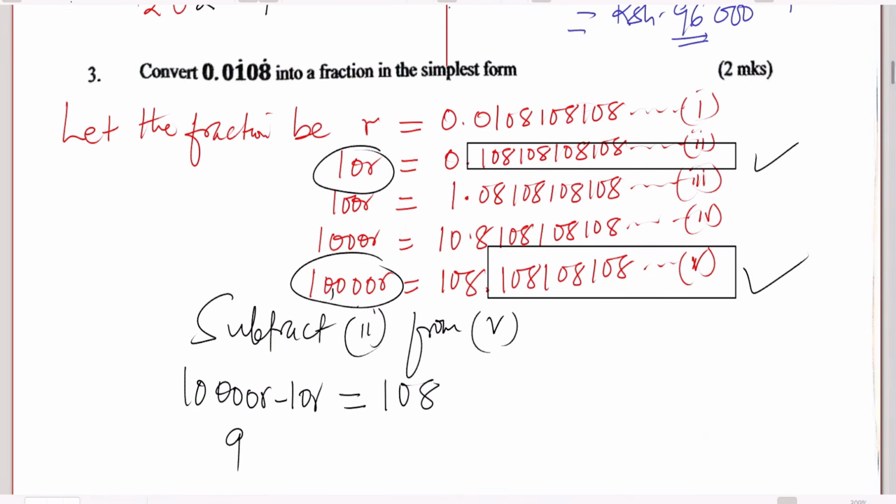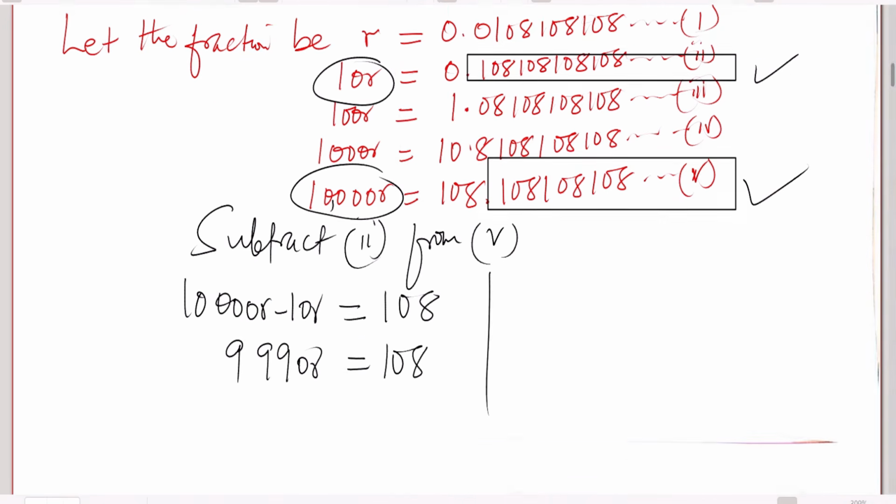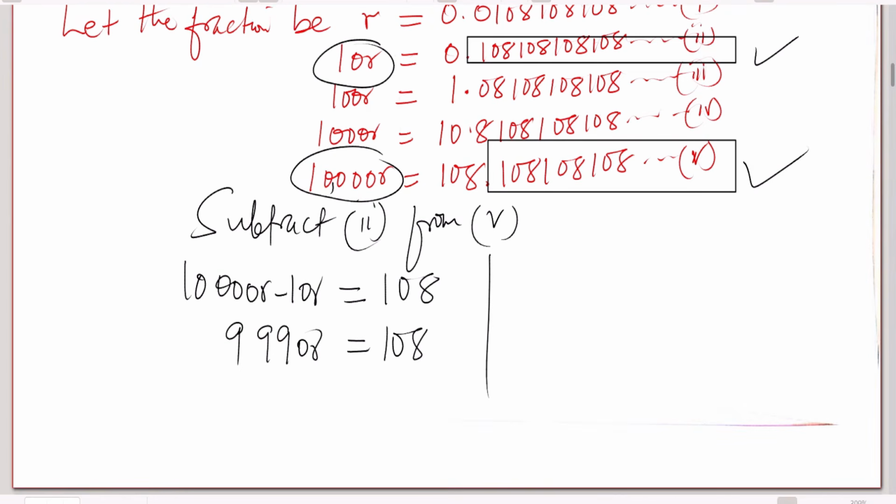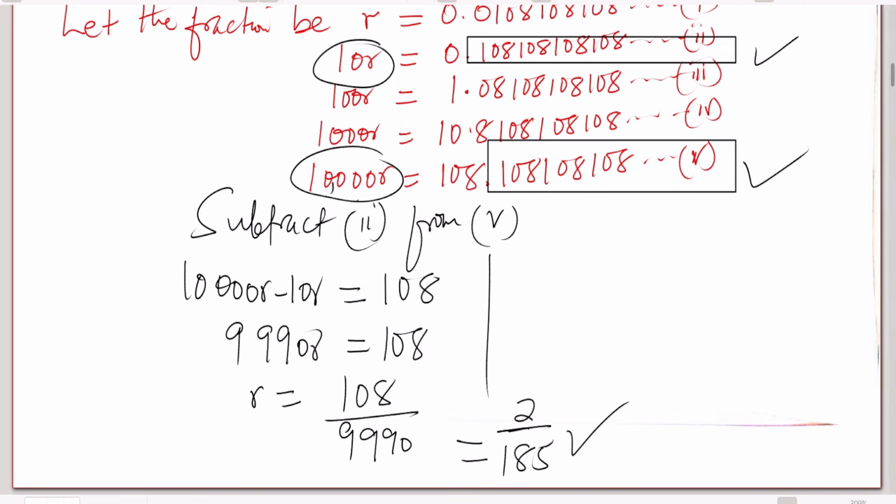This will give 9,990 r. When you subtract that, it is equal to 108. Then from there, you remember you let the fraction be r. So you want to get r, divide both sides by 9,990. When you divide and simplify, you shall get 108 divided by 9,990, which gives 2 divided by 185, in the simplest form.